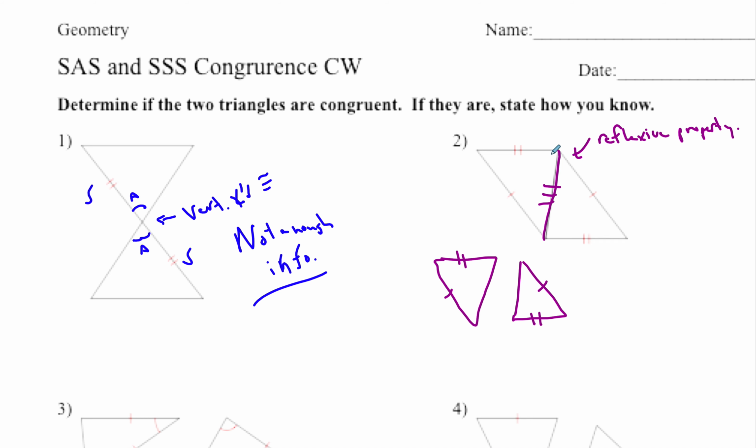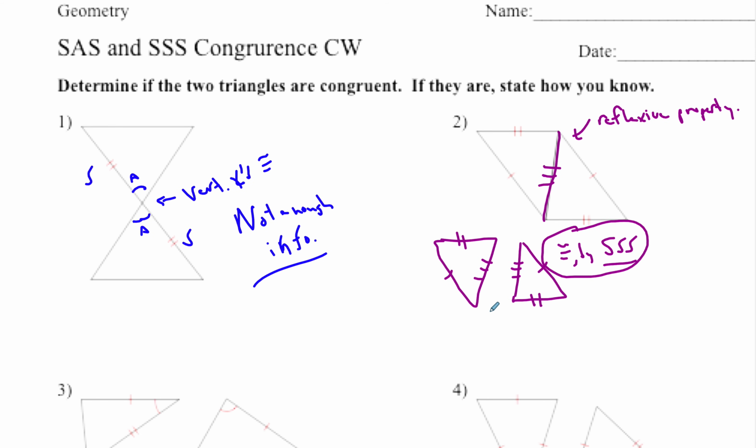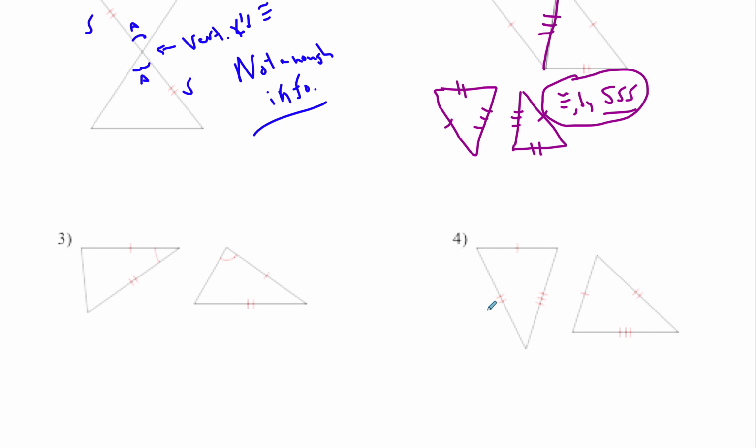Okay? We can conclude that because they have a shared side, in reality, if I were to split them apart, because they have the shared side, they'd have these 3 lengths, which means that these triangles are congruent by side, side, side. All 3 pairs of sides are congruent. Boom. So you have to look at the configuration.